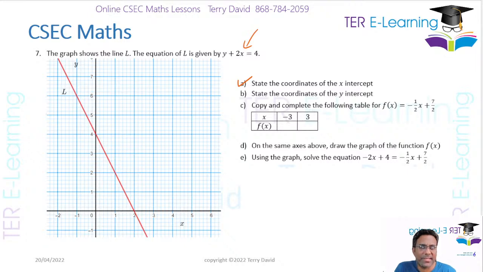Alright, I've seen people telling me 2, 0. So you want to get the coordinates of the x-intercept. That is, where is this thing cutting my x-axis? That's this point here, right? So yes, the answer for this one here is going to be 2, 0.